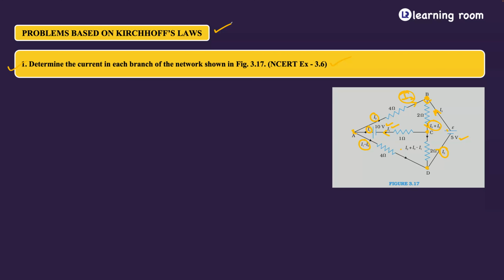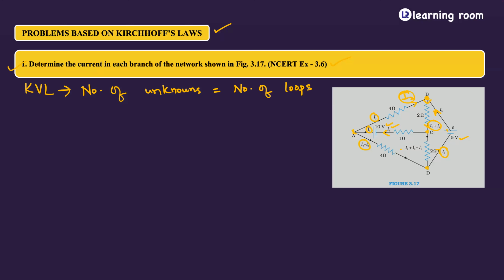The next step is applying KVL. For that, you observe how many unknowns there are. In this problem, how many unknowns are there? I1, I2, I3. So 3 unknowns, you need 3 loops. To apply KVL, the first logic is that the number of unknowns is equal to the number of loops that we need to consider.